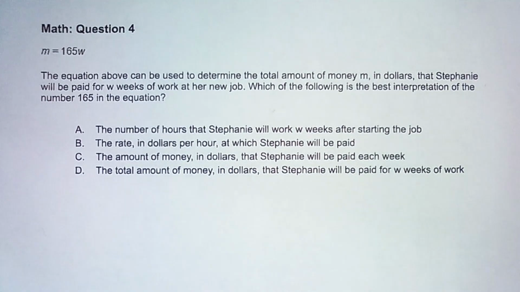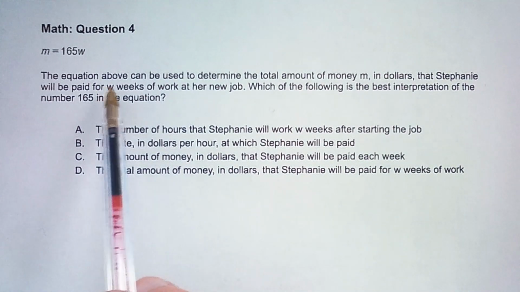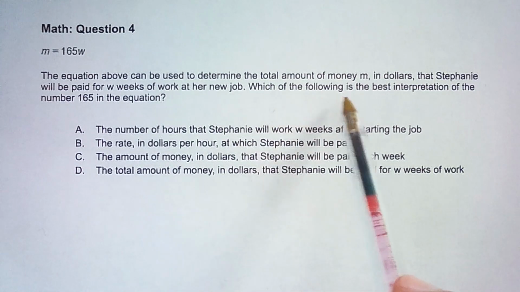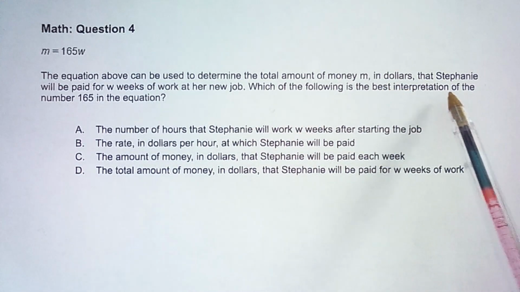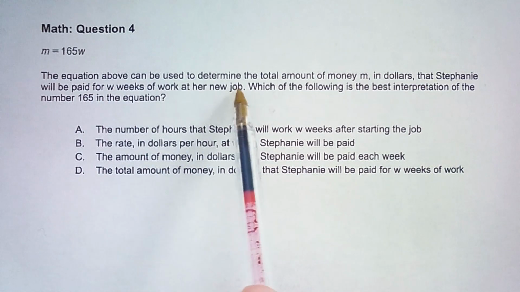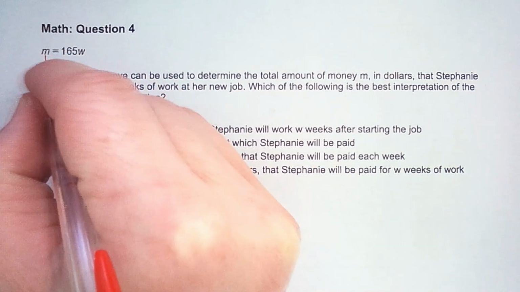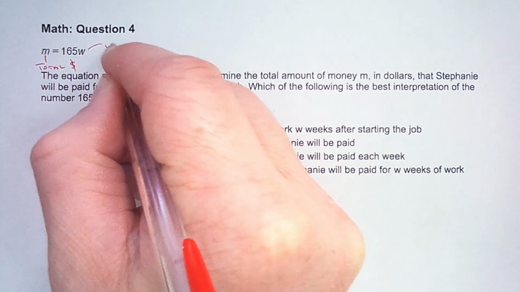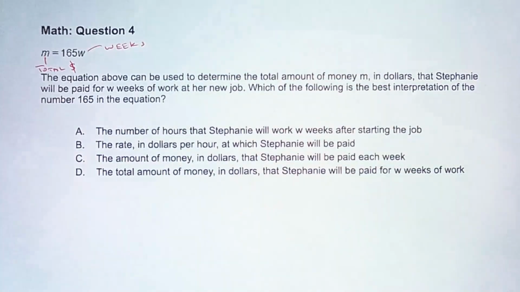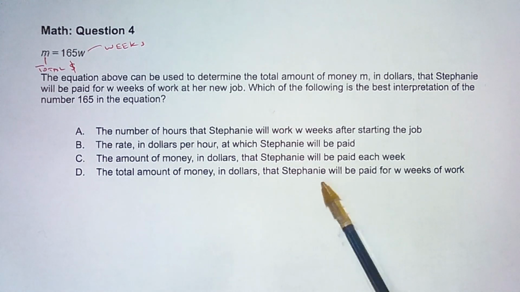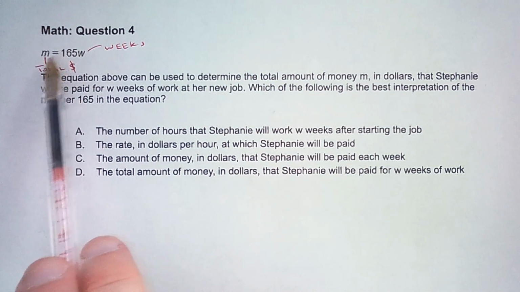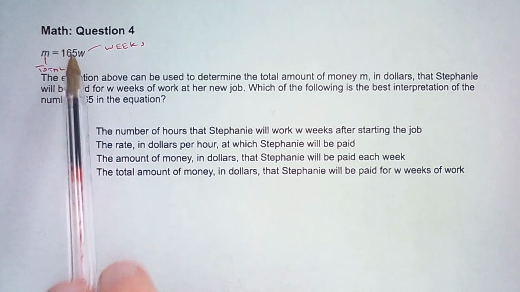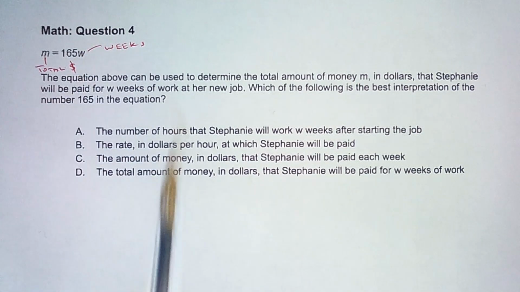M equals 165W, the equation can be used to determine the amount of money, M in dollars, that Stephanie will be paid for W weeks. So M is the total money that Stephanie is going to make. W is the number of weeks. Which of the following is the best interpretation of the number 165 in the equation? Okay, so now 165 has to relate dollars and weeks. So we need something that relates dollars and weeks.